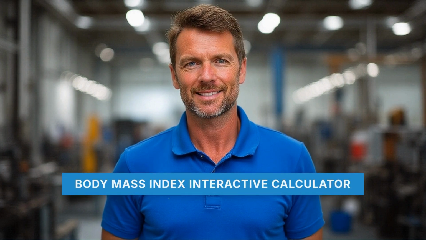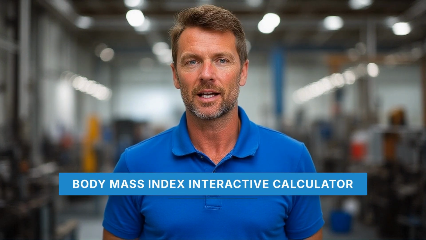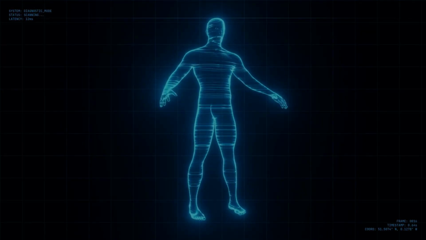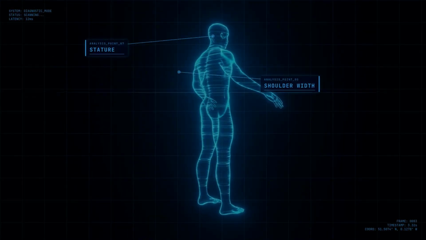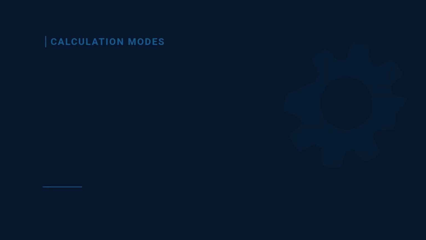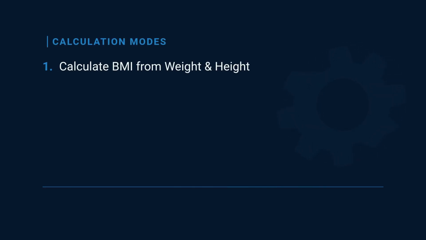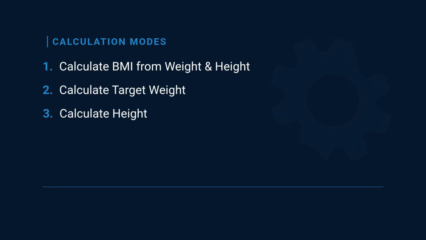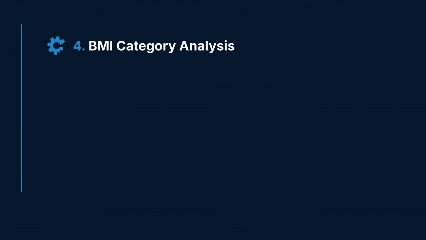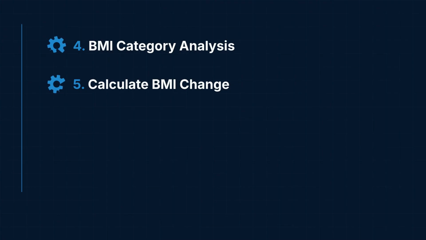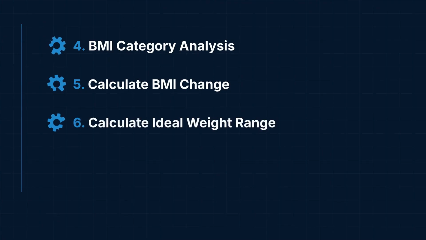The Body Mass Index Interactive Calculator helps you analyze weight-to-height ratios and determine health categories based on standard BMI metrics. This calculator has a calculation mode drop-down with 6 options. Calculate BMI from weight and height. Calculate target weight for desired BMI. Calculate height from known weight and BMI. BMI category analysis. Calculate BMI change after weight loss, gain, and calculate ideal weight range.